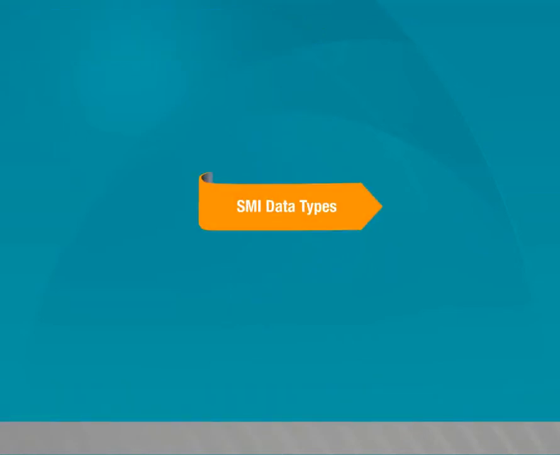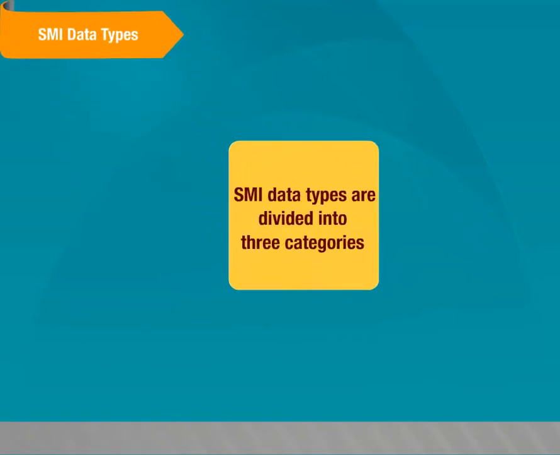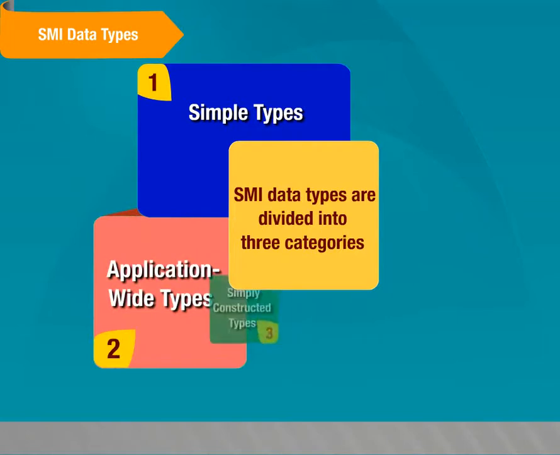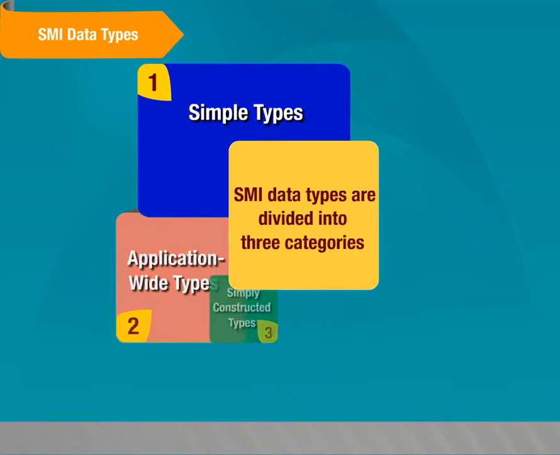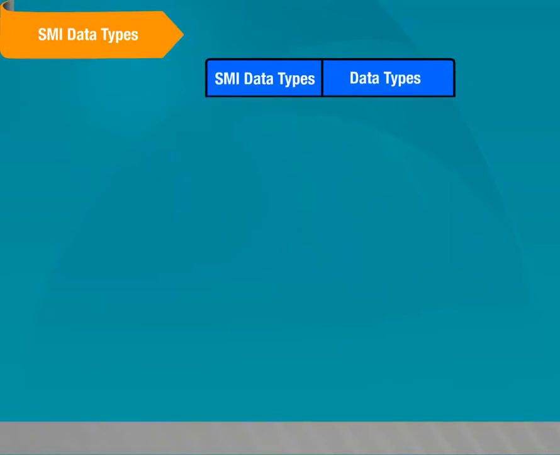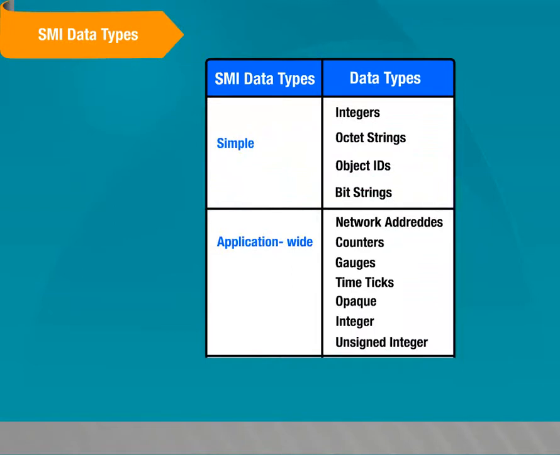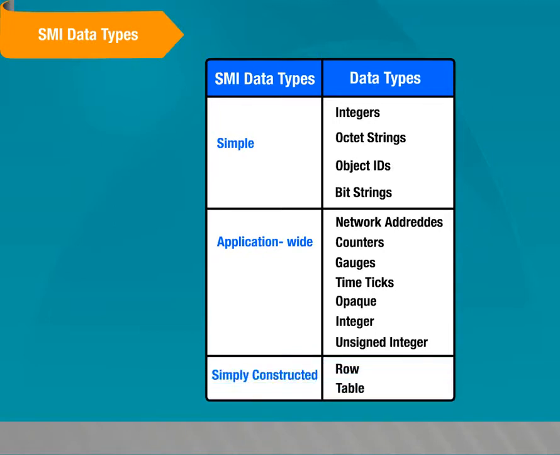SMI data types. SMI data types are divided into three categories: simple types, application-wide types, and simply constructed types. Simple: integer, octet strings, object IDs, bit strings. Application-wide: network addresses, counters, gauges, time ticks, opaque, integer, unsigned integer. Simply constructed: row, table.